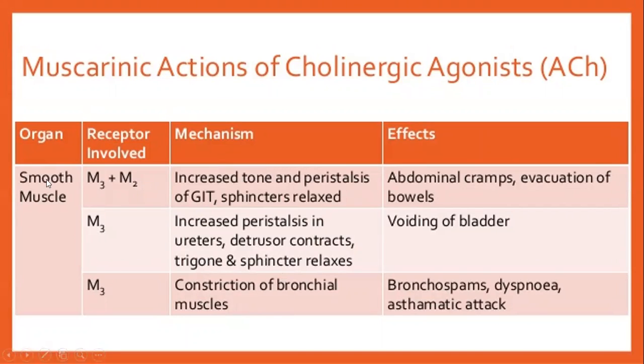Next one is action on smooth muscles. What is that action? Smooth muscles consist of M3 receptors, but a few M2 receptors are also present. Here the effects it will produce are abdominal cramps and evacuation of bowels. So why do abdominal cramps and evacuation of bowels happen? Because M3 receptors act through the IP3-DAG pathway, they show the contraction effect, so peristalsis increases.